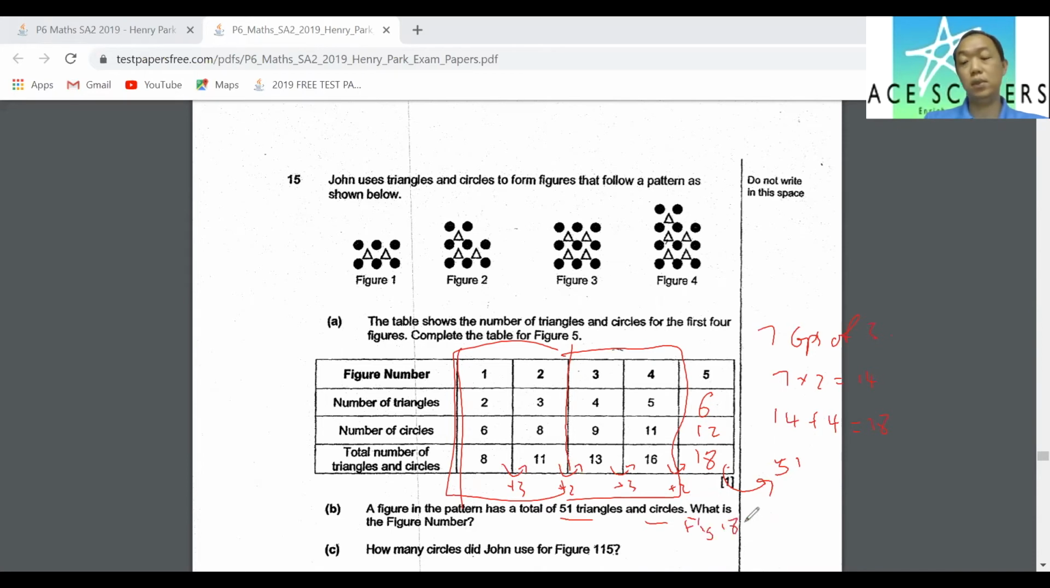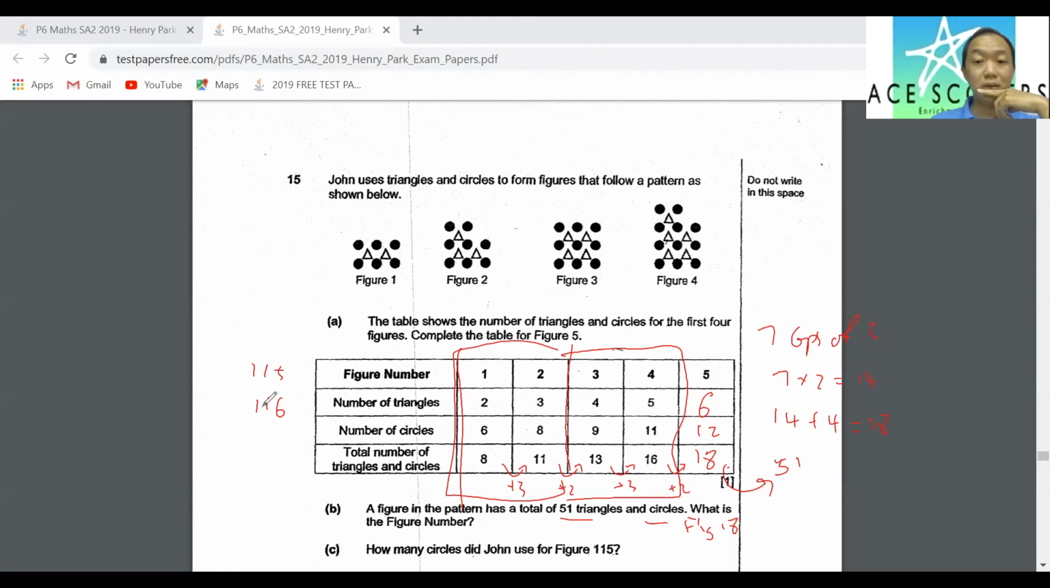Figure 18. Okay, so how many circles did John use for figure 115? Wow. Figure 115. Figure number, okay, so if it's figure 115, number of triangles always add 1, so it's 116. Number of circles, plus 4 plus, oh man. Triangles add 1. Number of circle. Oh, okay, I have no idea number of circle, but I know it's figure 115.